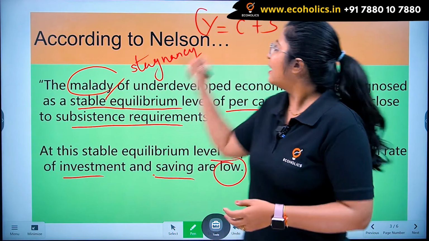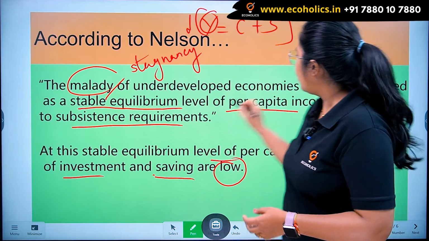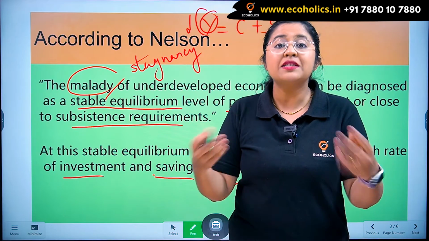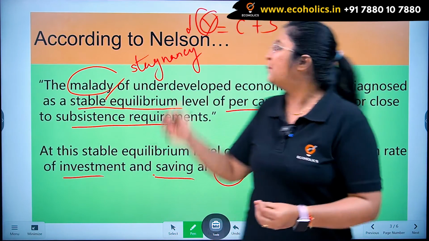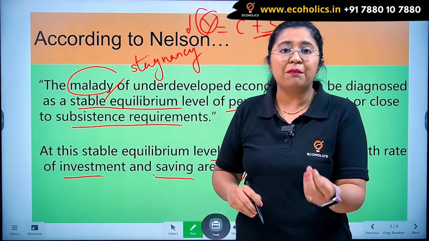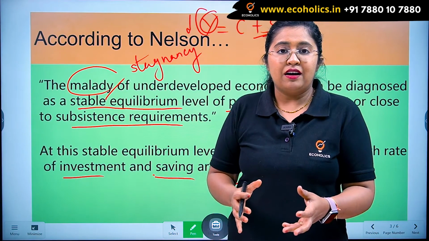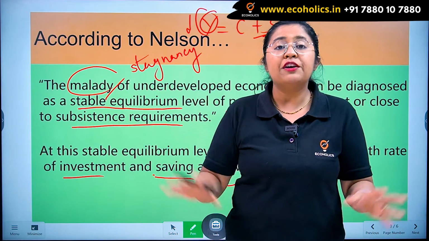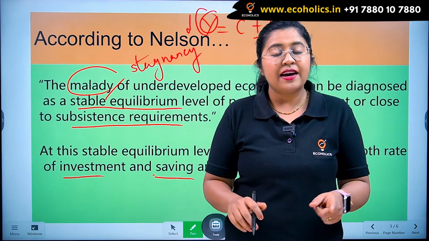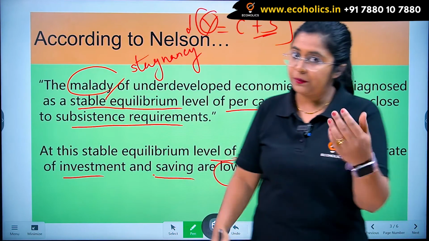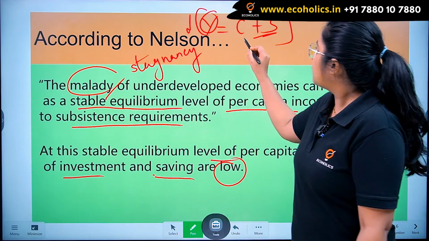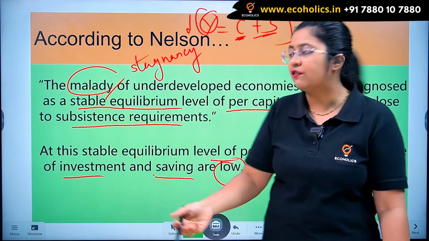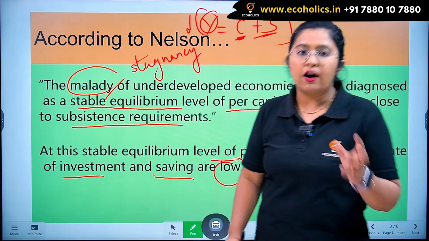Now, of course, when the per capita income is so low that you can only satisfy your basic needs, then how will you find enough income, or enough proportion of income, so that you can save that amount, or so that in general the economy can invest? At this stable equilibrium, because the per capita income is low, the economy in general is only focusing on the basic consumption needs, and which is why the saving and investment rates are also low.